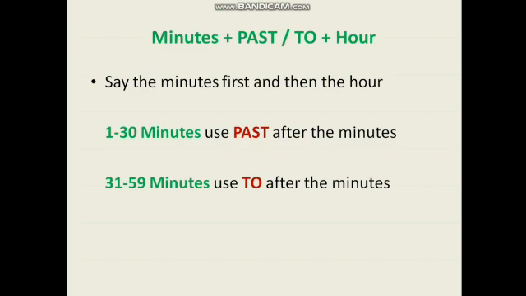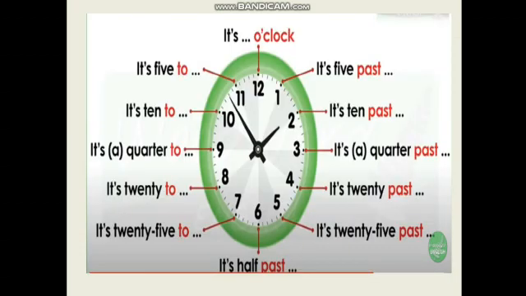So you should keep this in mind: minutes first and then the hour. If it's 1 to 30 minutes, use "past." From 31 to 59, use "to." This chart would really help you to memorize these expressions of time.